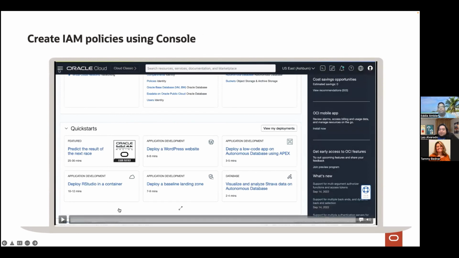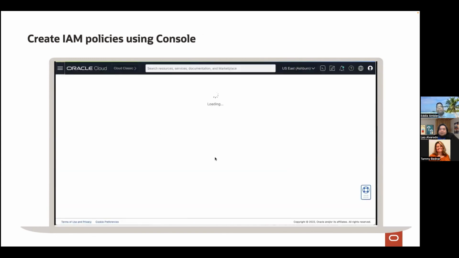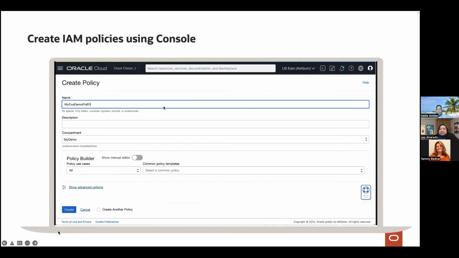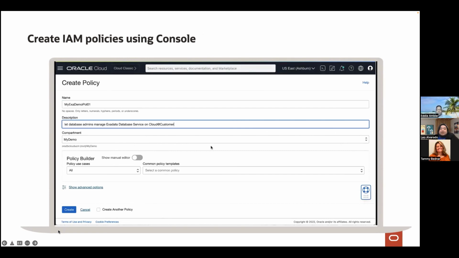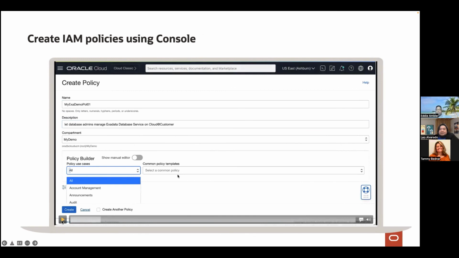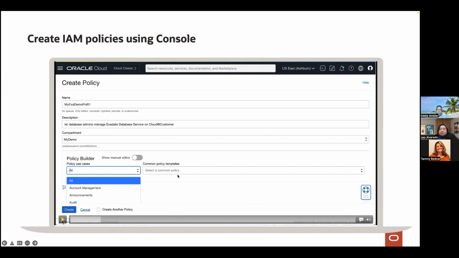Okay, so for the policies, on your OCI console, you have the identity and security, then just go to policies. So here in the demo, we would like to highlight that for creating a policy, you have a policy builder. The task is, I have a group, a database admin group, and I want to grant it access to manage all my Exadata database service resources.